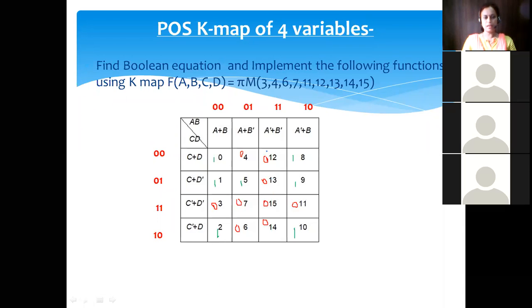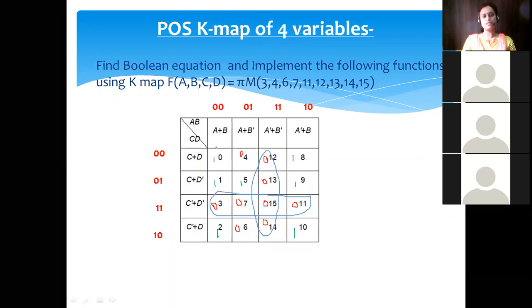Let us see what comes in the quads. 12, 13, 15, 14 will be one quad. Another quad will be 3, 7, 15, 11. And what about the rest, 4 and 6? 4 and 6 are the rolling pair.